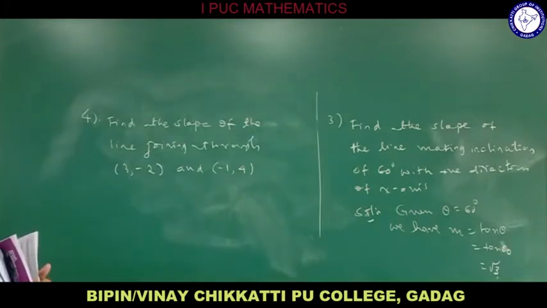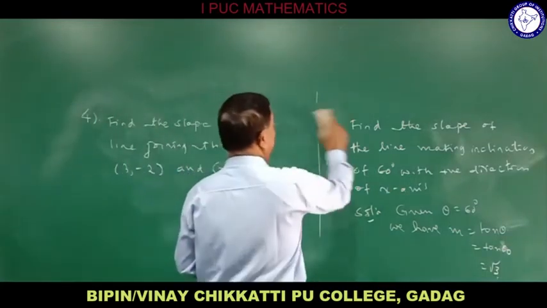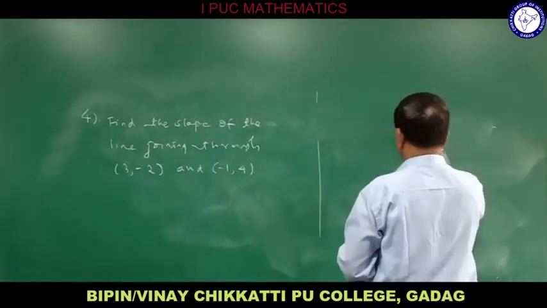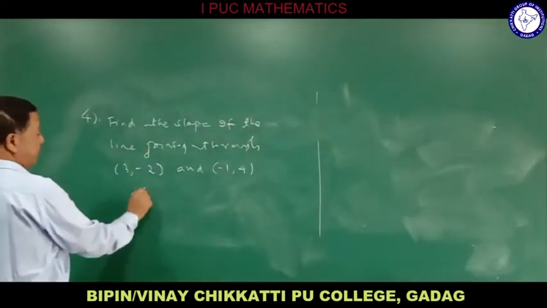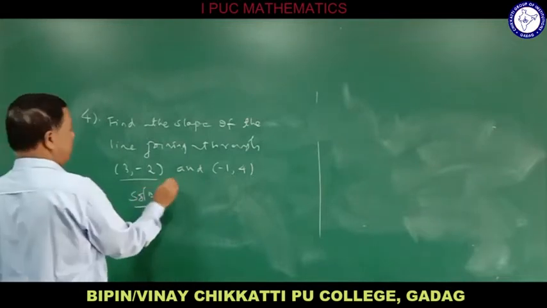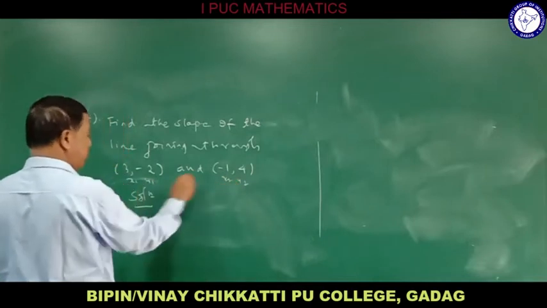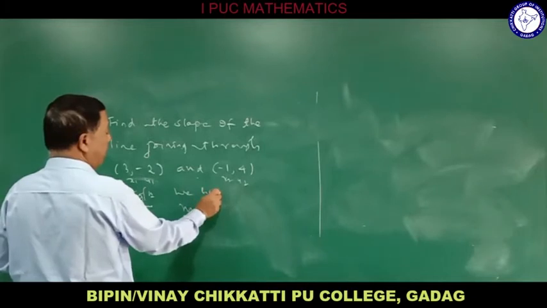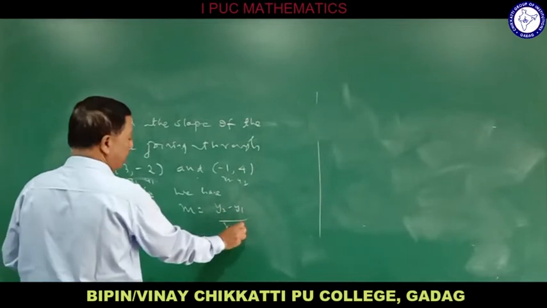The point is how to find the slope of the line which is passing through these points. To find the slope, we have already seen many formulae, and this is another formula that I write. When the line is passing through 2 points, x1, y1 and x2, y2, the formula is given. What is the formula we have? y2 minus y1 divided by x2 minus x1.